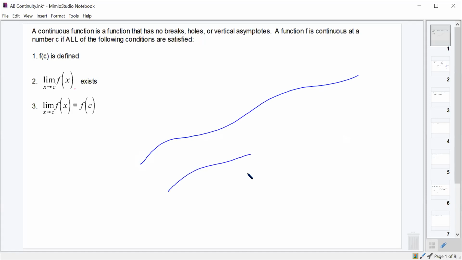If it's continuous, it doesn't have breaks. It doesn't go up to asymptotes, right? It doesn't do any of those things. If it's continuous, it's just continuous, right? You can draw it without picking up your pencil. So one of the things that calculus is concerned with is whether a function is continuous at a specific point.